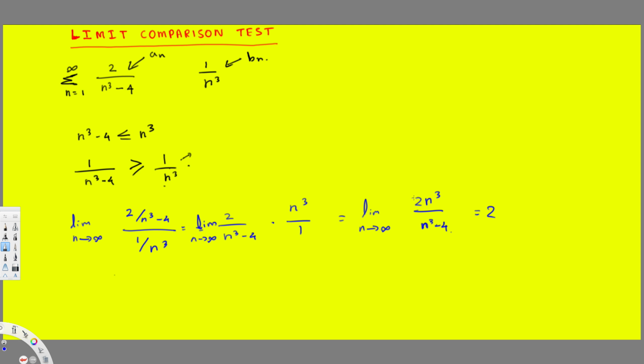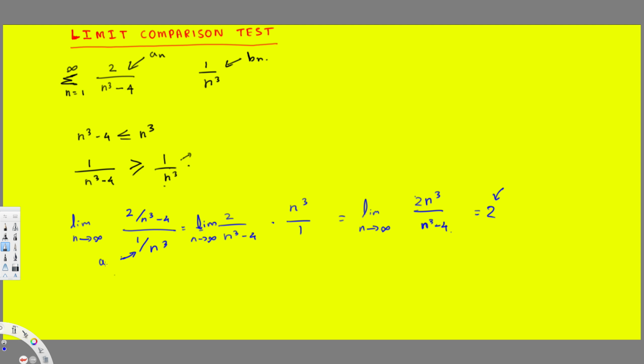Also, if you want to do it in a short method, since we have the same power in the top and the bottom, whatever the ratio we get, that's going to be the value. So that's another method to do that. So we have this 2 right here, and since this is a positive finite number, a rule says that if we get a positive finite number, both of these will behave the same. If this is convergent, this is going to be convergent. If this is divergent, if you take one of them, it will be true for both of them. So that's what it says.